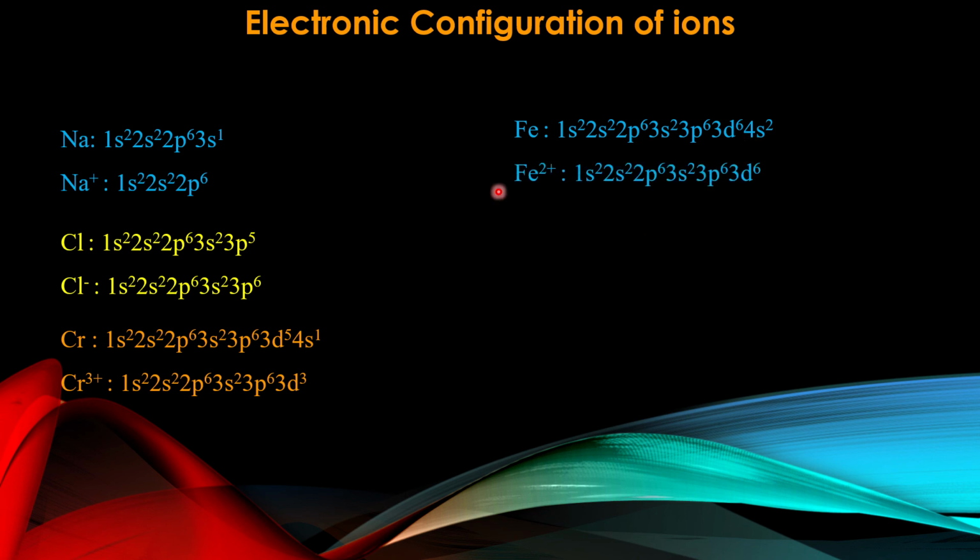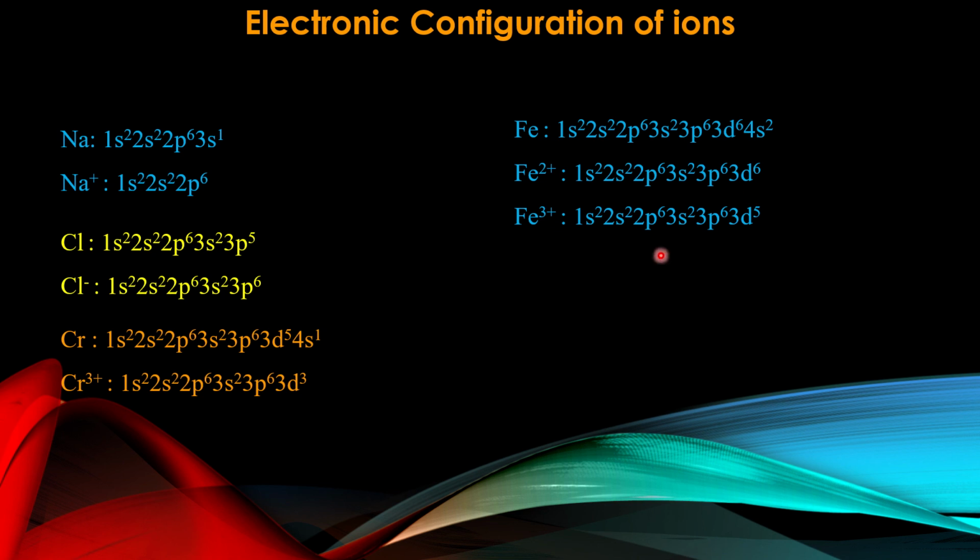So the electronic configuration of Fe2+ will be 1s2, 2s2, 2p6, 3s2, 3p6, 3d6. And when the ferric ion forms, 3 electrons are released from iron: 2 electrons will be released from the 4s orbital and 1 electron will be released from the 3d orbital. So it will be 1s2, 2s2, 2p6, 3s2, 3p6, 3d5.